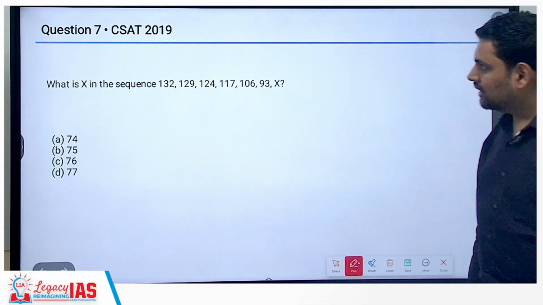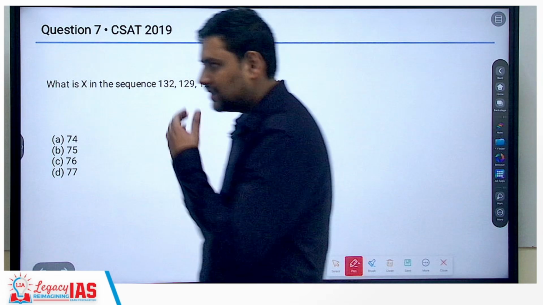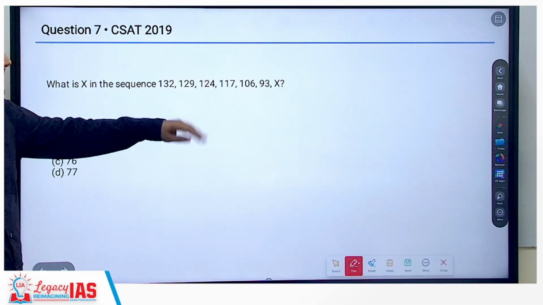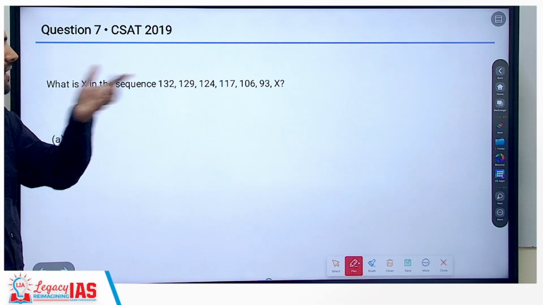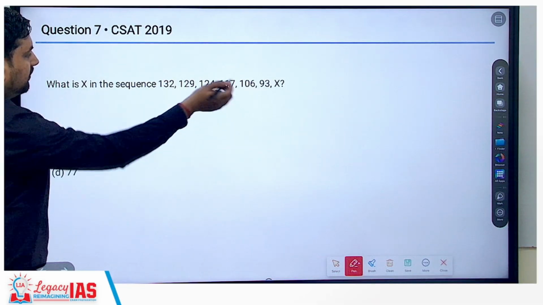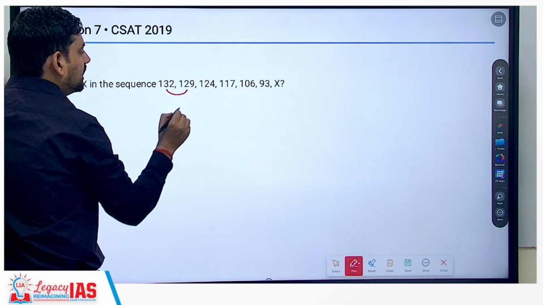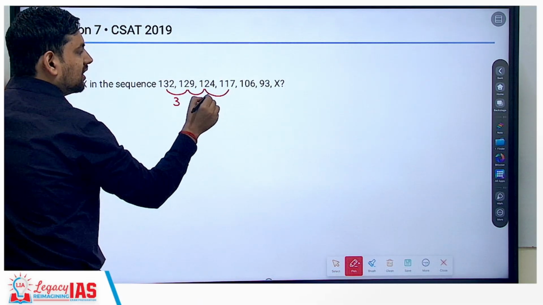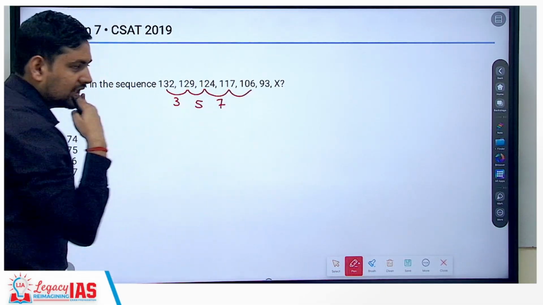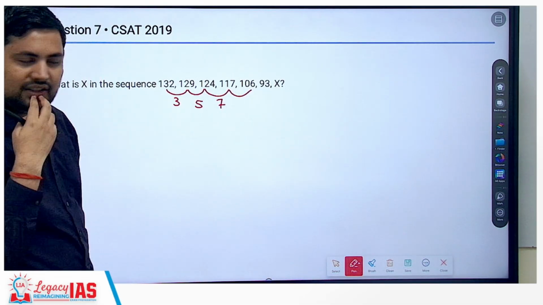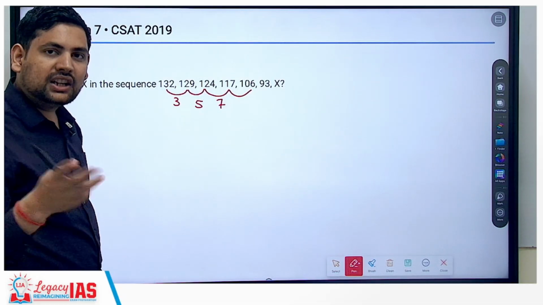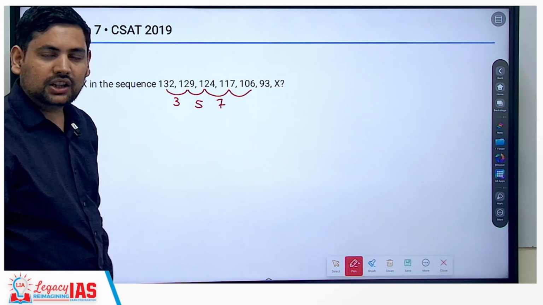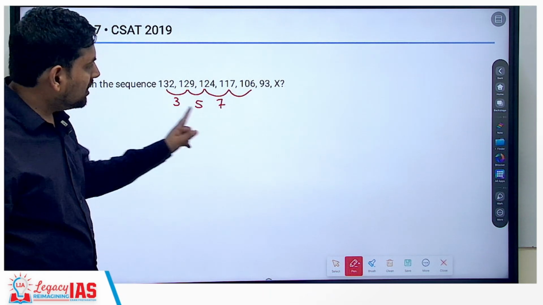Then next, let's see this. So what is this sequence? We need to find x. Now, again, these numbers are looking close by. So what you do? You find the difference between the terms. So let's start finding the difference. So 132 and 129, what is the difference? 3. Then this is 5. Then this is 7. Then this is 117 and 106. Now some people will start going by the flow here. Okay, 3, 5, next 7, 9, and like that they will start doing. That will get to a wrong answer. You must continue a bit more.